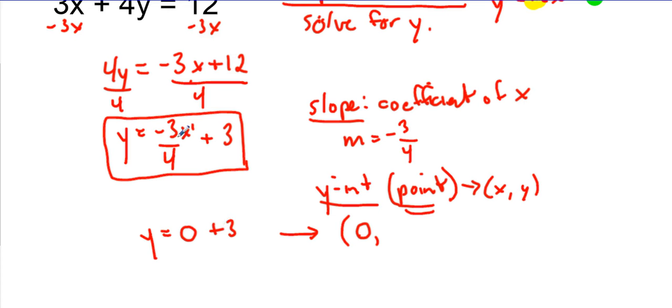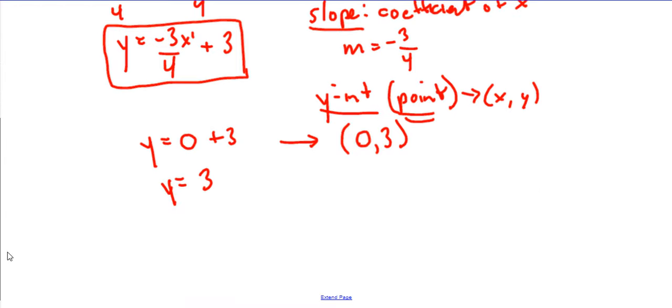So we plug in 0 here, we get 0. 0 plus 3 is 3. So we have then y equals 3. So yeah, our y-intercept is 3. So we have a slope of -3/4 and a y-intercept of 3. So if we were to graph this, we can graph this pretty nicely.